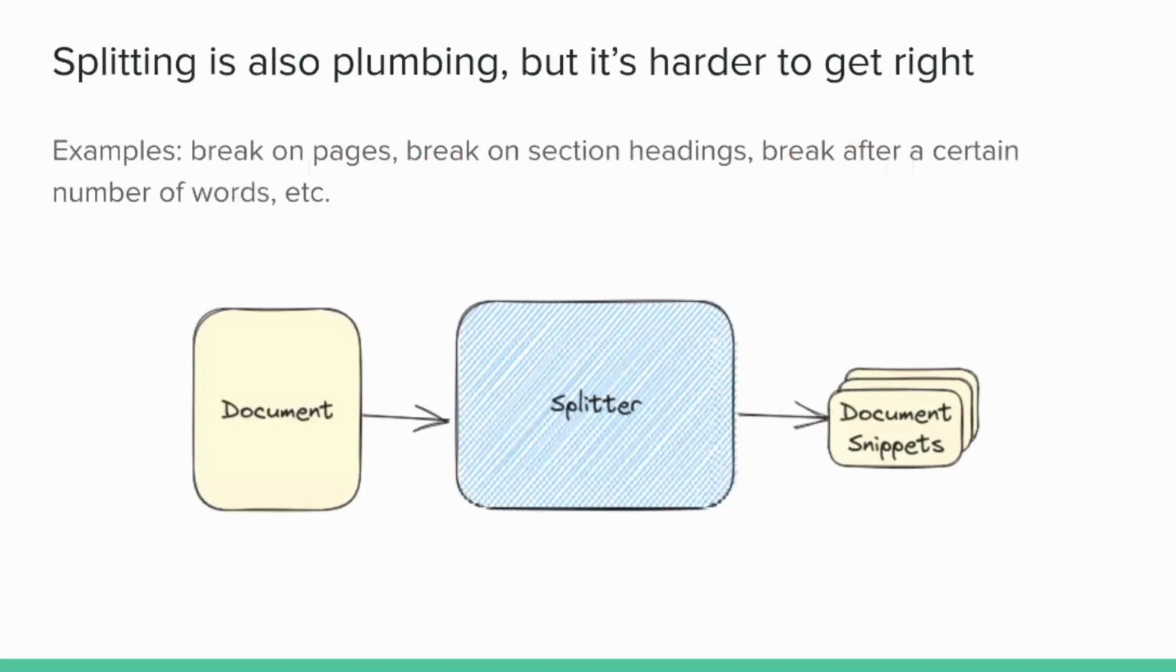Splitting is also plumbing, but it is much harder to get right. So this would be like, okay, now I've got the entire Wikipedia page on South Africa, but I want to split it up into little snippets that I'm going to embed. In a PDF document, you might want to break on pages. In an HTML document, you might want to break on section headings. If you don't have any structure at all, then you just cut off after a certain number of words. But this is a part you can spend a lot of time playing with, trying to get it right.